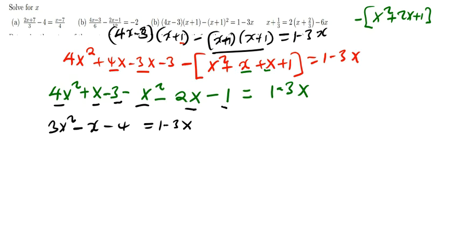I'm going to shift everything this side to go to the other side. So I'll have 3x² - x. So I'll shift this. So this is going to be plus 4, plus 3x. Plus 3x - 4, then - 1 should be equal to 0.